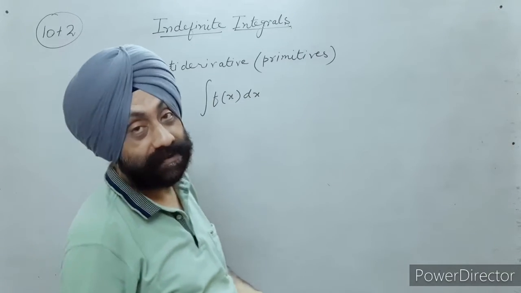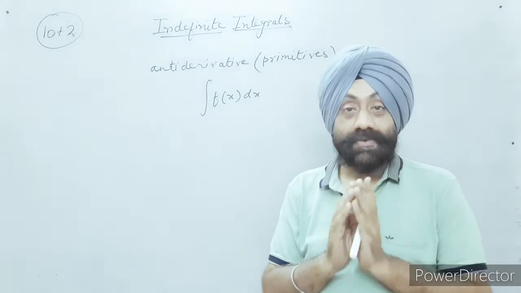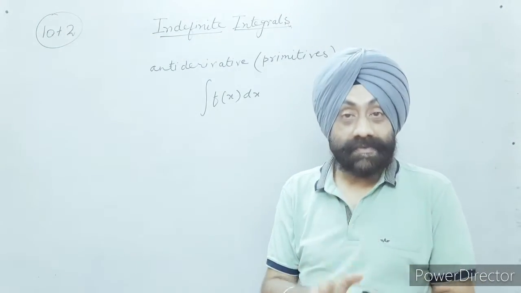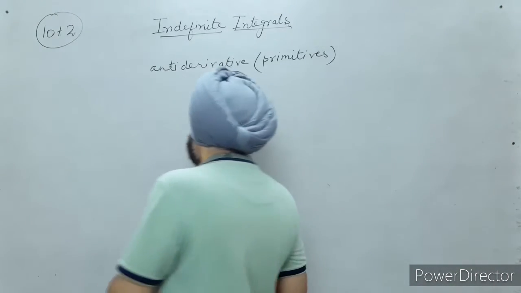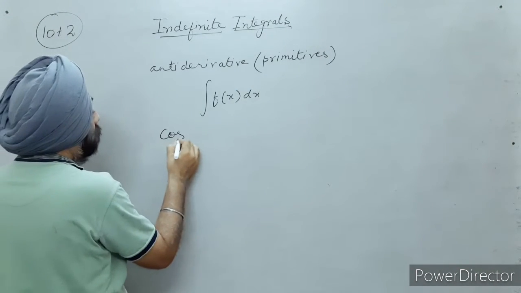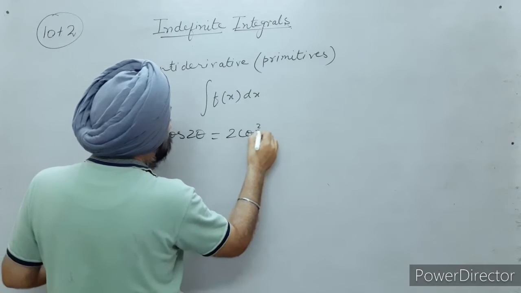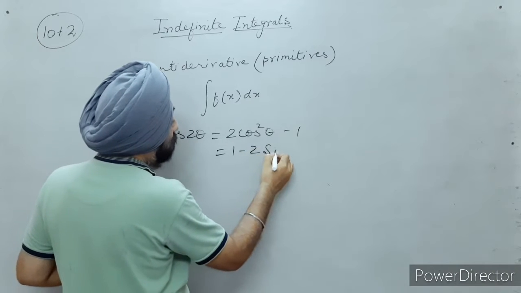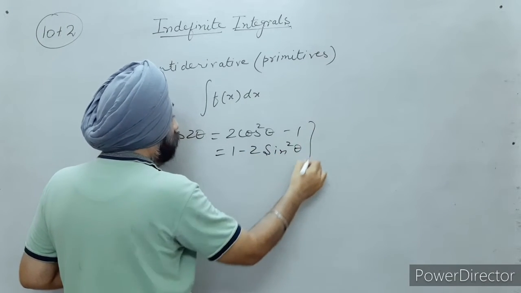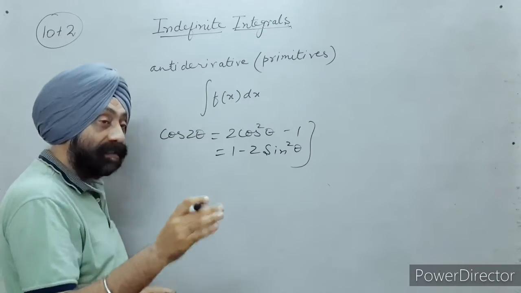Now in this chapter also, trigonometric identities will be used, their formulas will be used, their concepts will be used, like cos 2 theta. This is 2 cos square theta minus 1. Then 1 minus 2 sin square theta. We will use the appropriate formula wherever necessary.